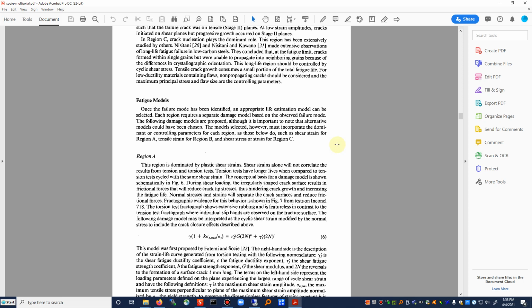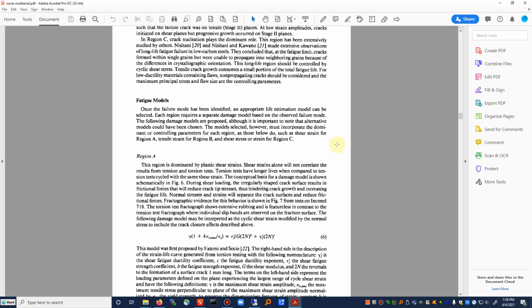So he has gamma times 1 plus k sigma n max over sigma y. It's the maximum normal stress on a particular plane, normalized by the yield stress, and then it's equal to some parameters that have the reversals and some material constants in it. The material constants are primarily determined from the shear test, so we have tau f prime over G times 2N_f to the b plus gamma f prime times 2N_f to the c, which is analogous to what we used for the strain life equation. This model was first proposed by Fatemi and Socie.